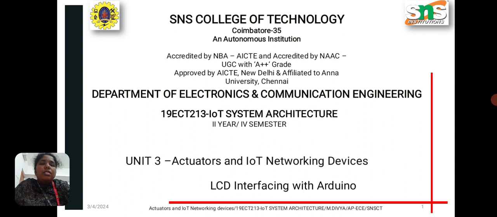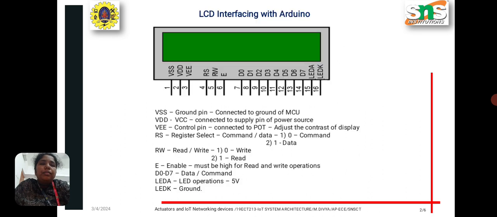What is an actuator? An actuator is a device that converts an electrical signal into physical phenomena. Today we are going to see LCD interfacing, how to interface LCD with Arduino. This is the part we are going to see, the LCD interface. We have 16 pins in the LCD.